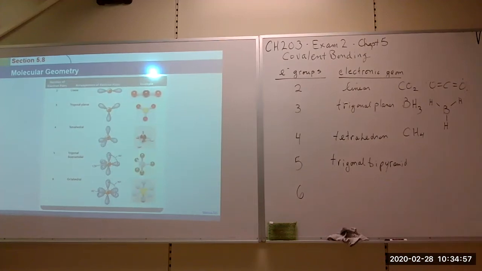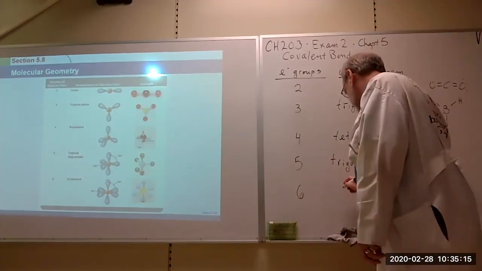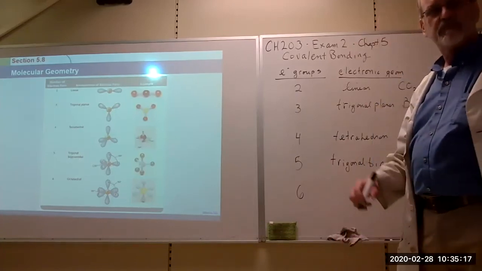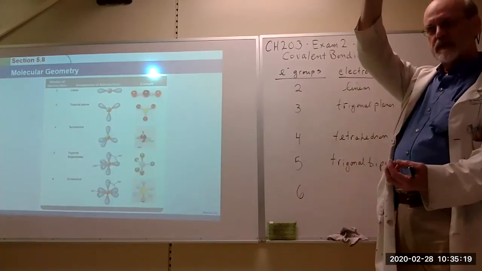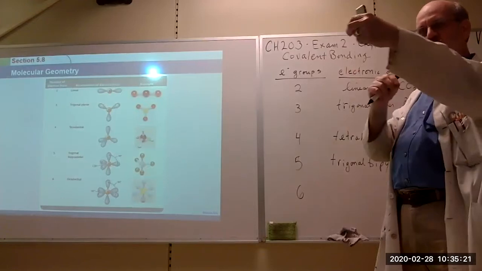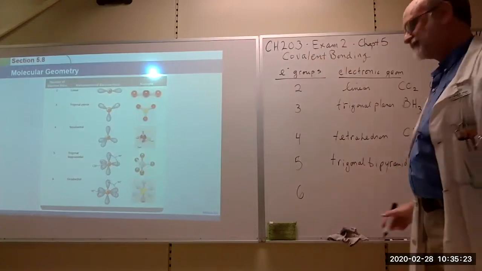Okay. What examples? My mind's gone blank. Maybe one will come up. And then if you have 6, that's an octahedron, in which you have 2 up here and then 4 positioned in a square around the center.